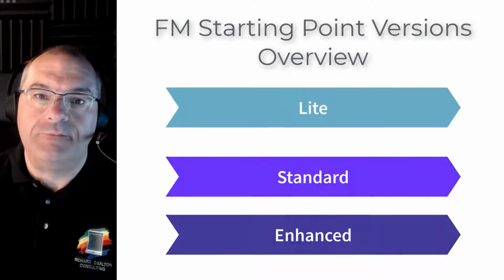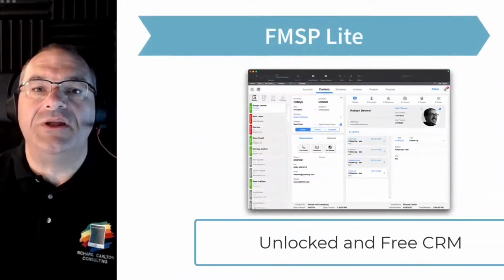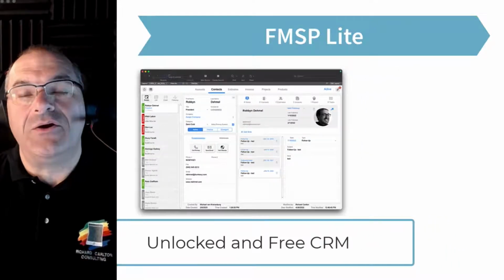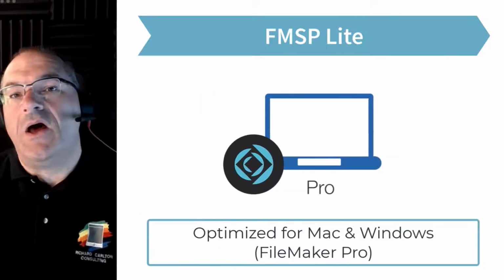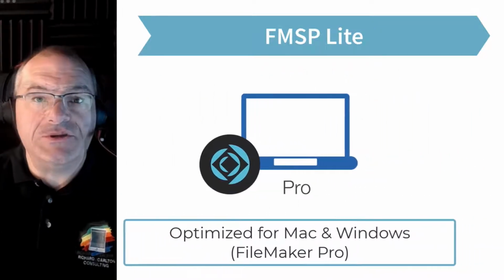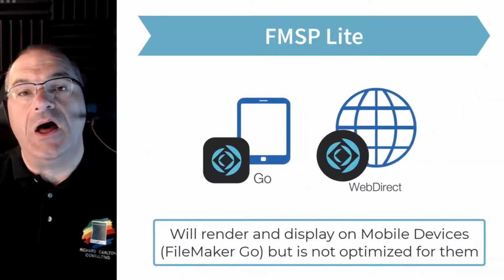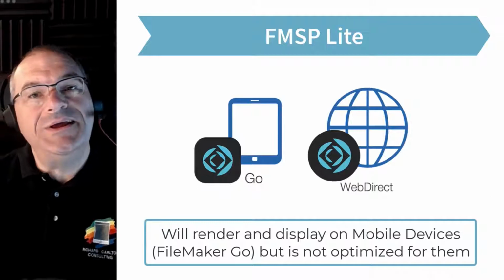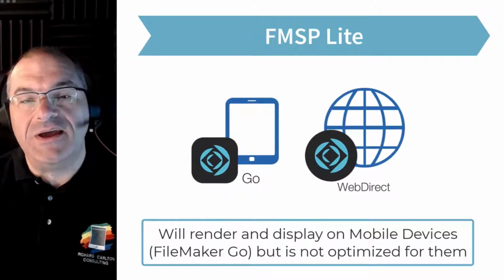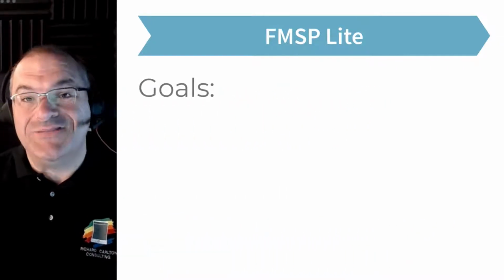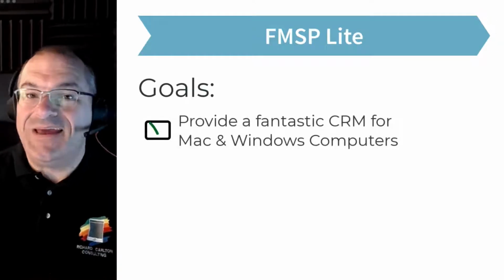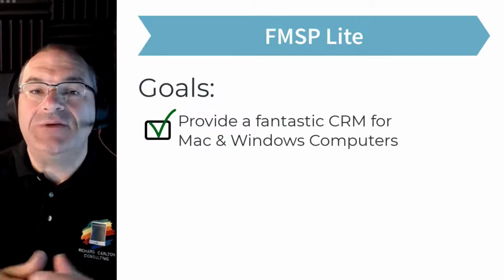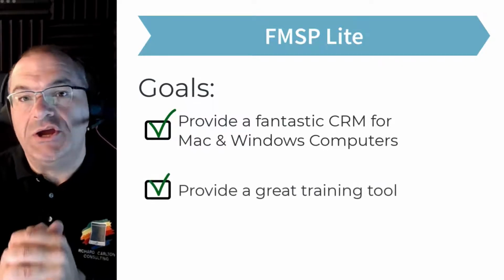First off, there is the Lite version of FM Starting Point. This version of FM Starting Point is a complete CRM. It's designed to work great on Macs and Windows computers. It will render and display on FileMaker Go for iPhone and iPad, as well as WebDirect, but it's really not optimized for those mobile devices. The goal of the Lite version is to provide a fantastic CRM for Mac or Windows computers, at the same time providing a great training tool.